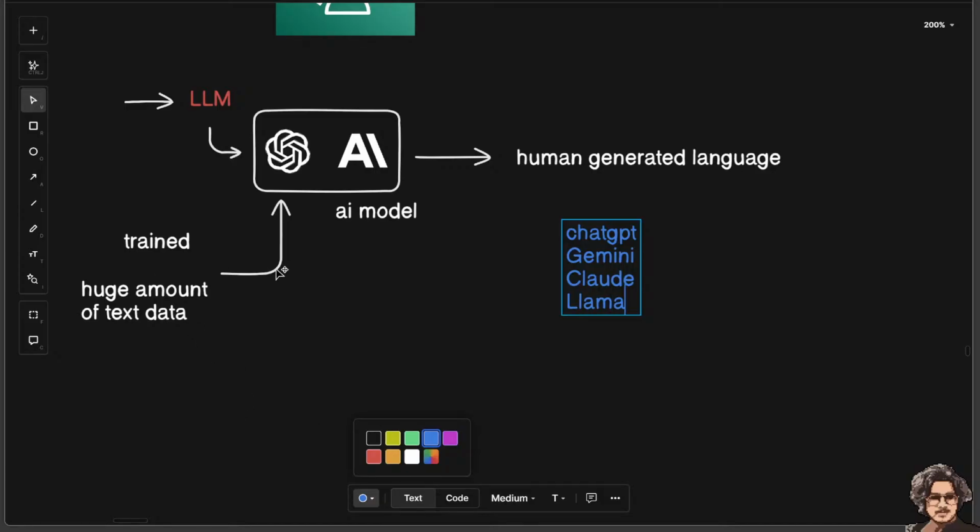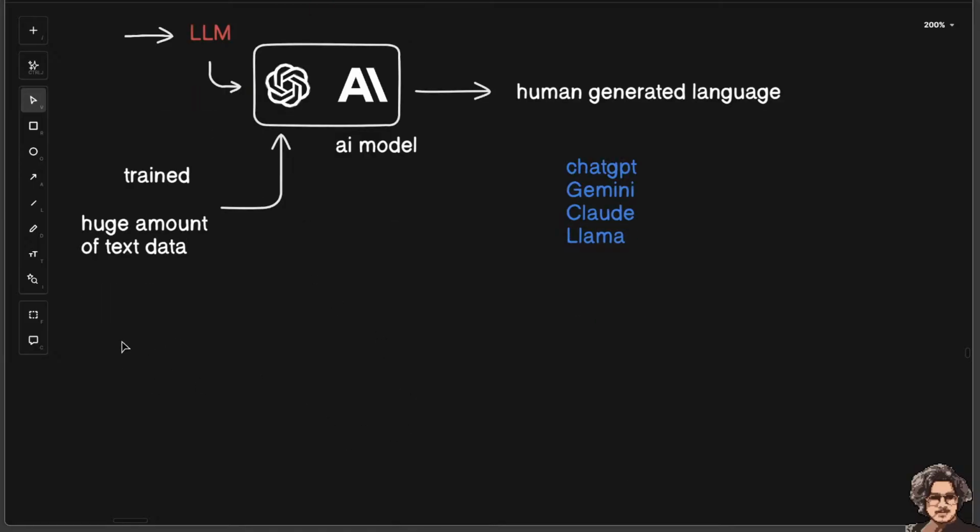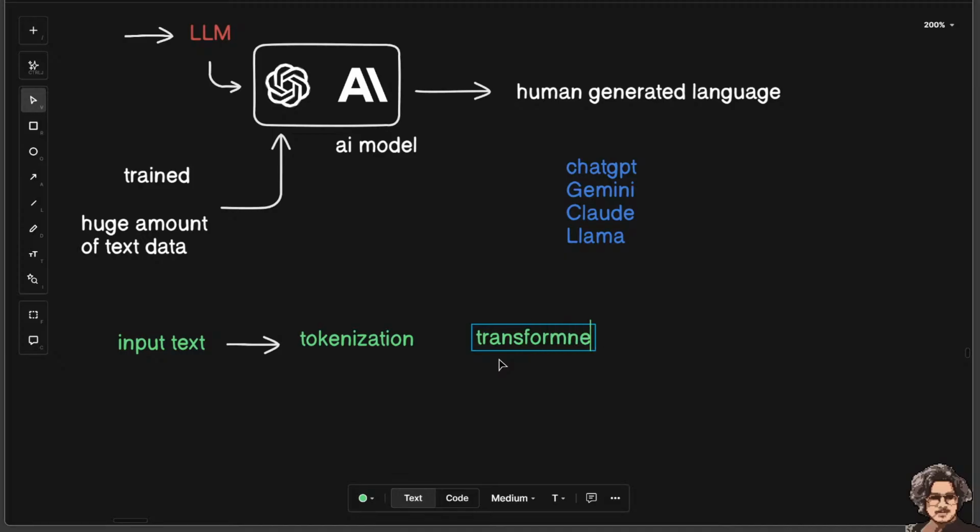And how does it work? What is the working principle of all these things? First of all, it takes an input text. After the input text is provided, tokenization happens. Then after this there will be a transformer model.